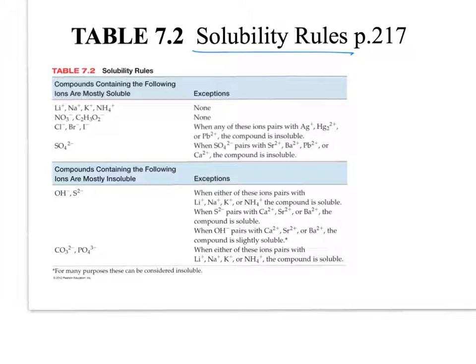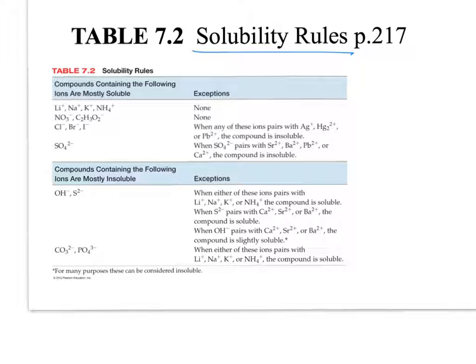You can see that the table is divided into two groups. We have compounds containing ions that are mostly soluble, and compounds containing the following ions which are mostly insoluble. So our soluble compounds are going to create an aqueous solution, and our insoluble compounds are going to be ones that, when we put them in water, are going to remain as a solid.